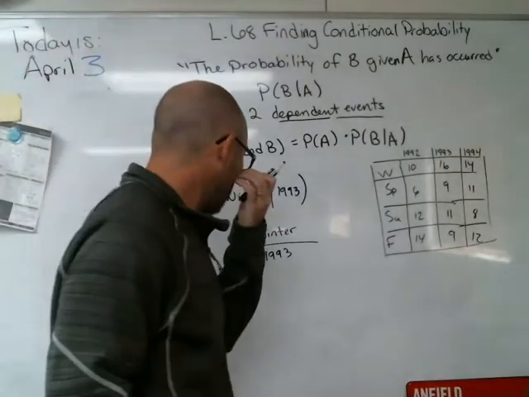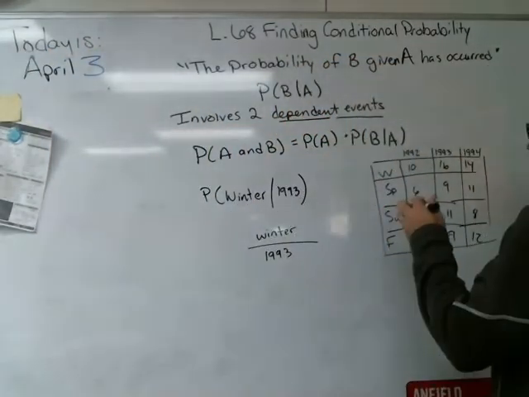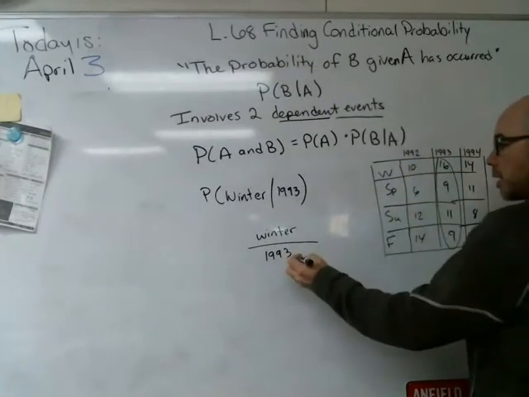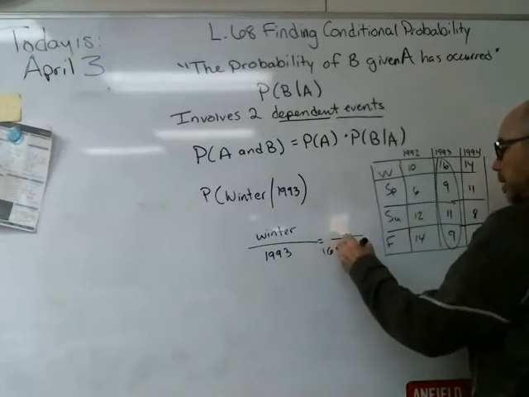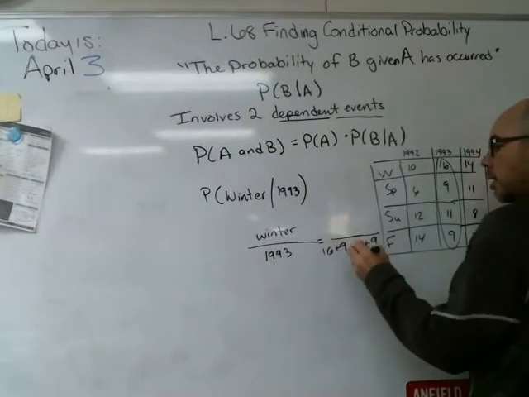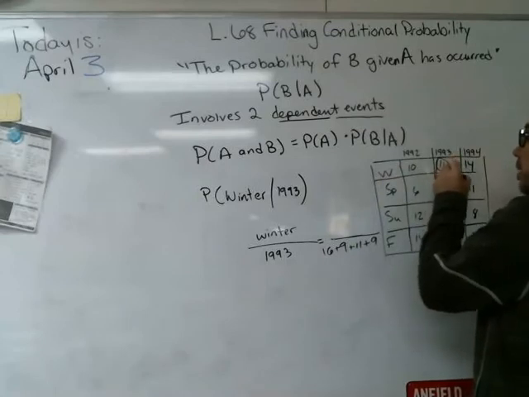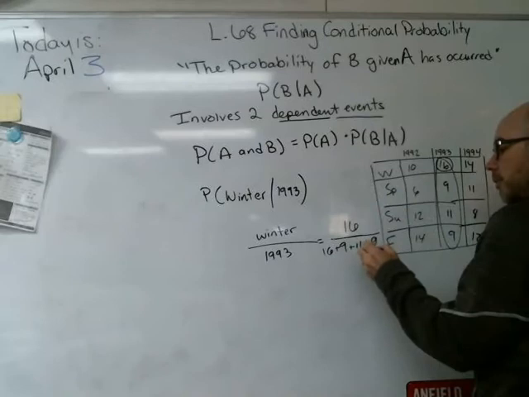Winter, and then all the people there. So I'm just going to do this circle-wise. I got all of these. That's going to be the bottom part: 16 plus 9 plus 11 plus 9. And then we got the winter people, winter, but they have to be born in there. So of those, we got the 16 of them.